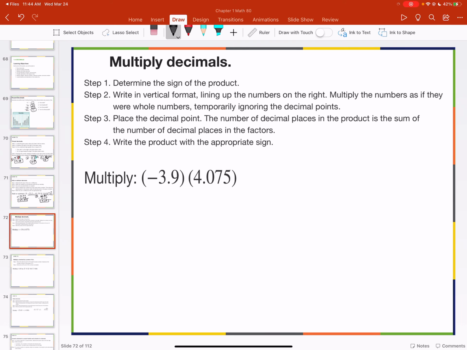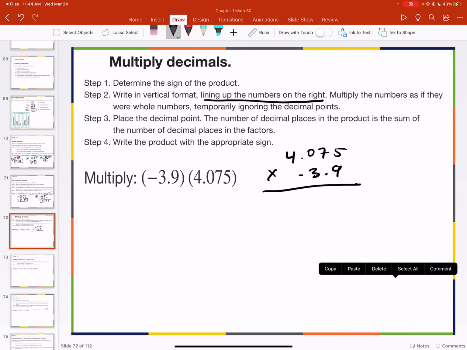Okay, so for multiplication, we can go ahead and multiply, writing it vertically, lining up the numbers on the right. It's a little bit different. So we rewrite them, and we ignore the decimal points temporarily. So 4.075 times 3.9. We would multiply this. This is negative, but we'll just use that at the end.